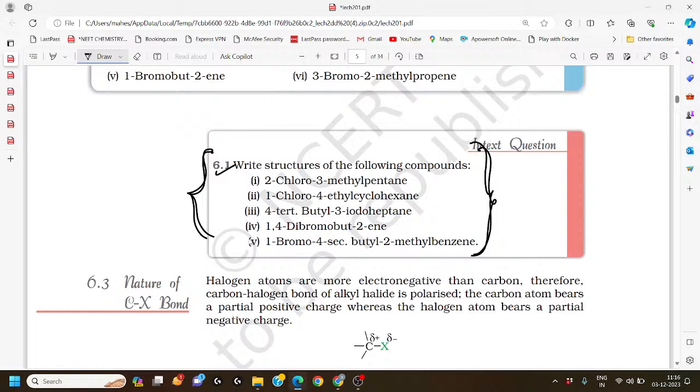I hope this concept, the IUPAC nomenclature concept, is clear to you. In the next video, we are going to discuss the most important concept, that is the nature of the carbon-halogen bond. This concept is very, very important from the exam point of view.